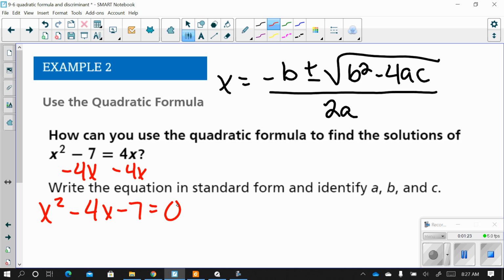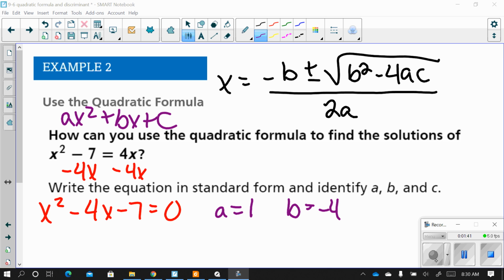We want it in the form ax squared plus bx plus c. Now, a is the number in front of your x squared. Remember, ax squared plus bx plus c. So a is just 1. b is your number in front of the plain old x, so b is negative 4. And c is our constant on the end, so c is equal to negative 7. From here, it is literally just plug and chug.